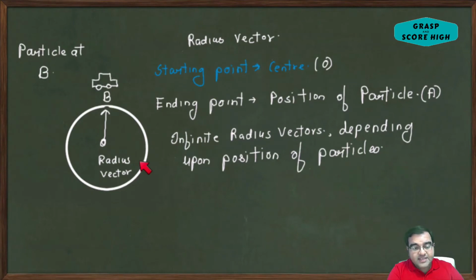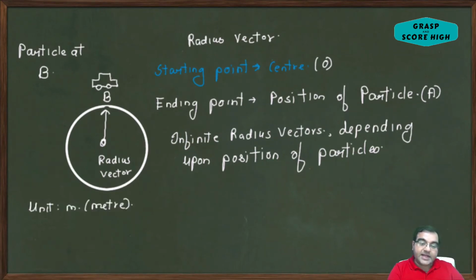So if I say this curve is made up of infinite number of points, I can have infinite radius vectors depending upon the position of the particle. I again repeat, a line is made up of infinite number of points. Therefore, a curve is also made up of infinite number of points, and at any point, I can mark the position. Therefore, I have infinite radius vectors depending upon the position of the particle.